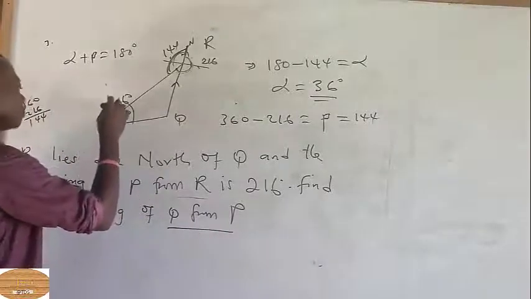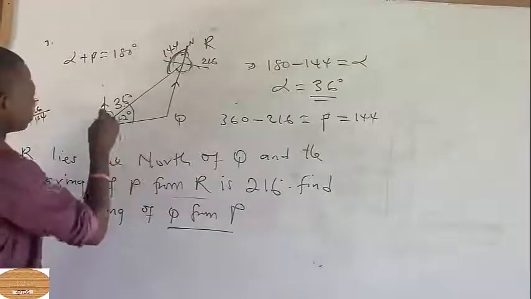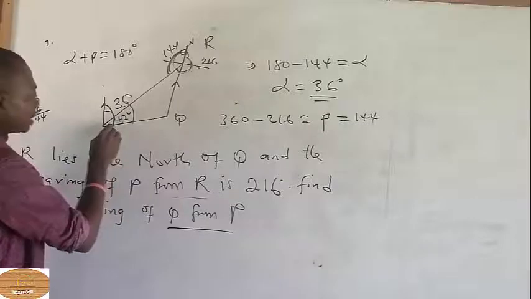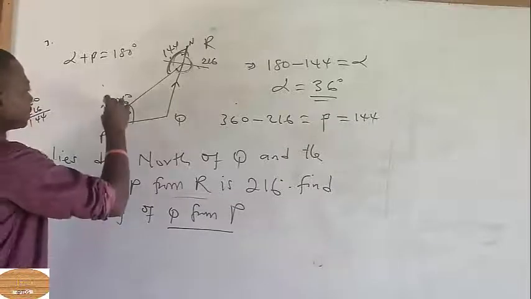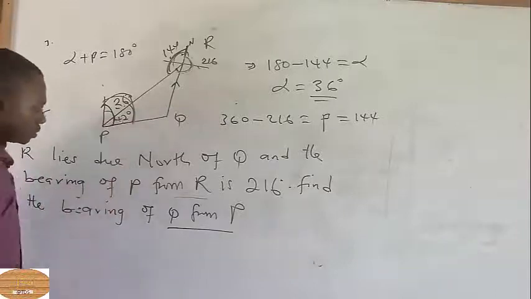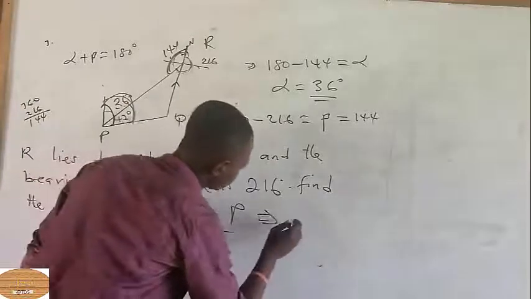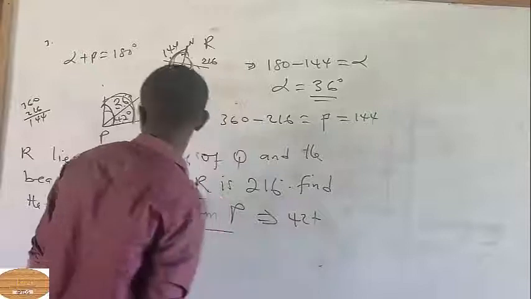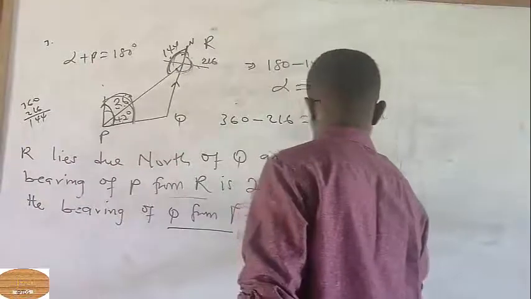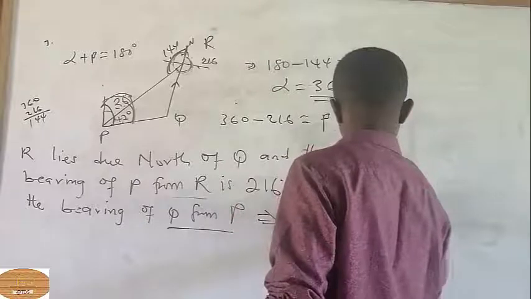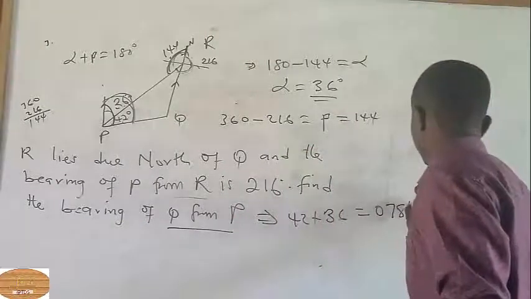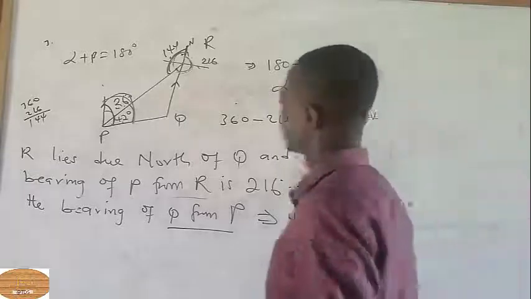And we have to find the bearing of Q from P. So from P, the starting point, we are going to rotate from P to the line. So that is from this side, 36 plus 42. So this one is straight away 42 plus 36, which is 78. Since it's supposed to be three figures, it's 078 degrees. Alright, so that's the answer.